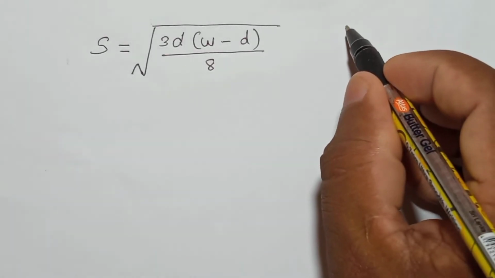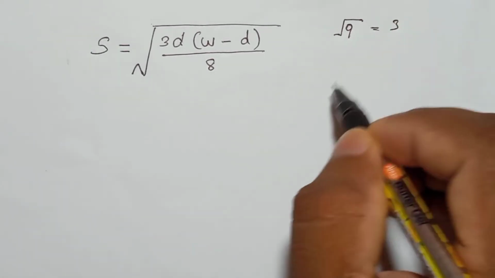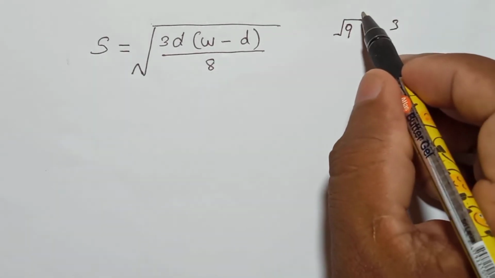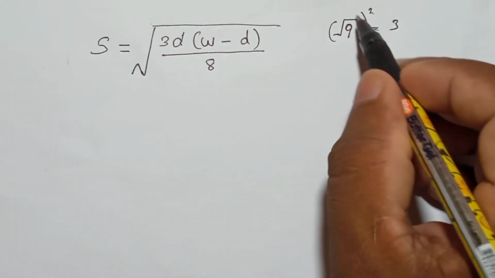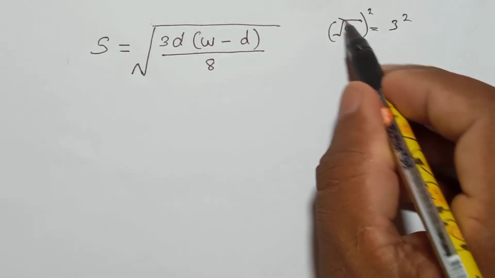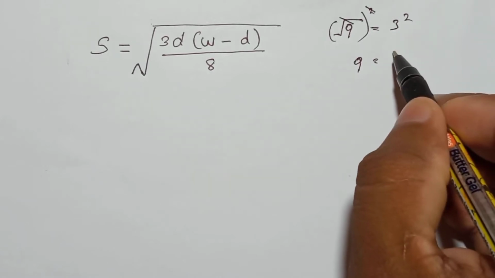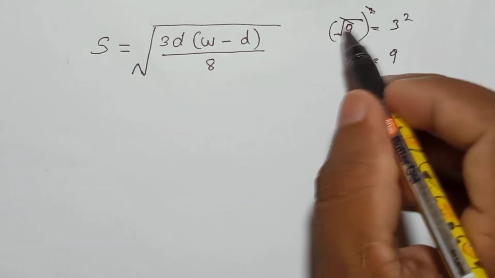Now for example, think you know this stuff. Square root of 9, it is 3, right? You know. Now if you square both sides like this, completely square this side, and square this side. Now this square root and square cancel, so it will be 9. Here 3 squared means 9. Okay, that means we can do this, right?